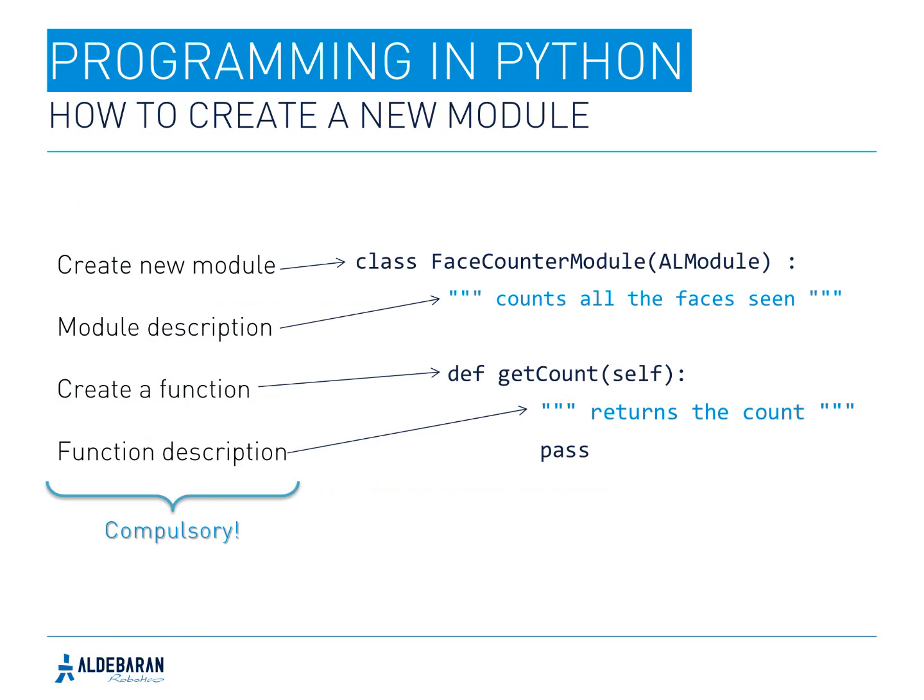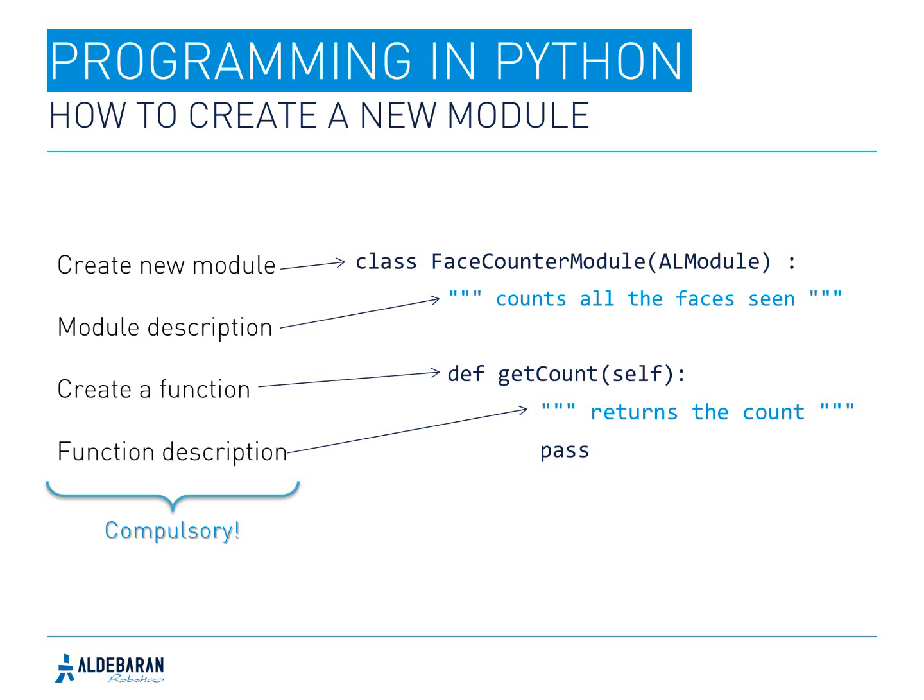Here's an example. You see the creation of the class, which is inherited from ALModule. To be accepted by NAO, this class has to have a description. You see here the description, counts all the faces seen. And then we see the declaration of a function, getCount. And same here, if we want NAO to know this function, we need to provide a description. Here, the description is, returns the count.